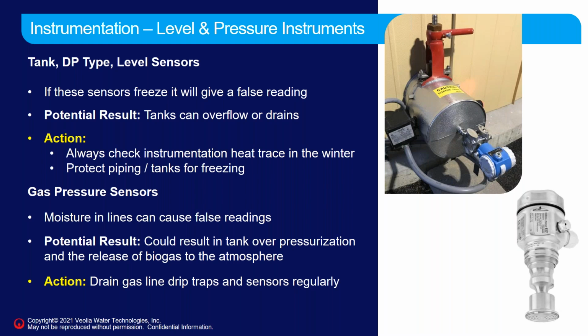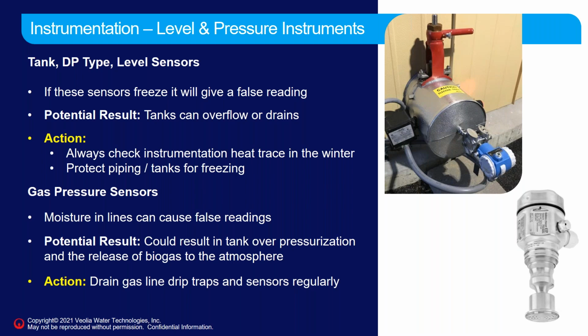Not a good situation. So always make sure that you have good, proper freeze protection on this type of instrumentation in the winter. Also, make sure that it's calibrated properly. If you take a DP cell that's calibrated for water, which has a specific gravity of 1, and then you put caustic in the tank, which has a specific gravity of 1.5, it's not going to read properly. So make sure that it's calibrated.